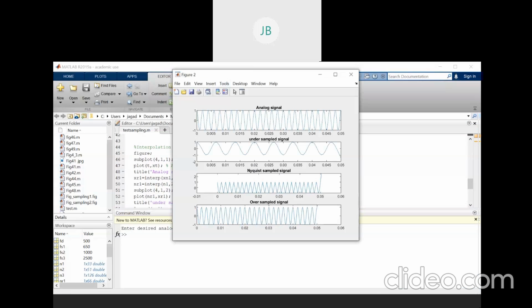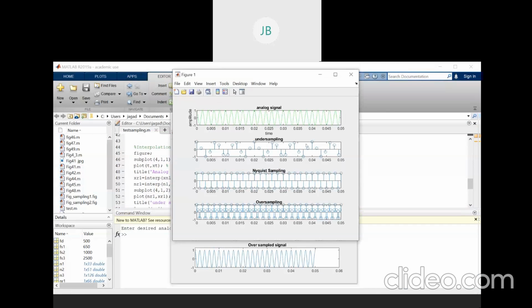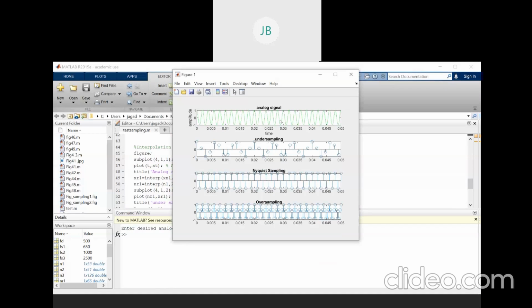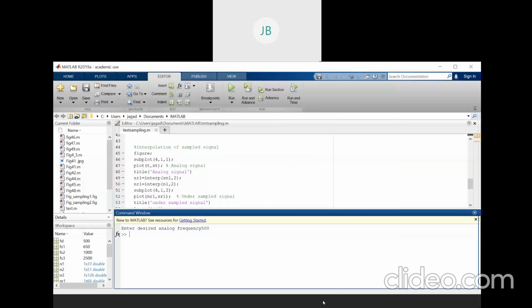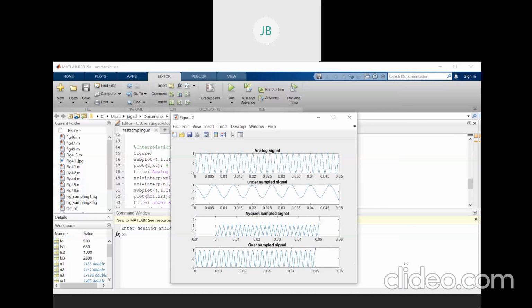The first figure, as shown here, is where I will observe the analog signal, and then three cases. First one is the undersampled version, next is the Nyquist sampled version, and third one is the oversampled version. This is what we have already seen. And the second figure is here, where we will be displaying the reconstructed versions.